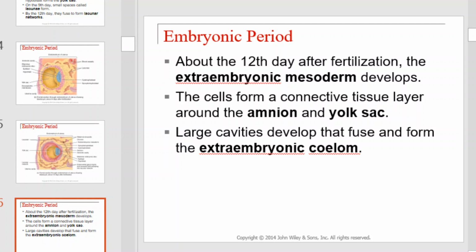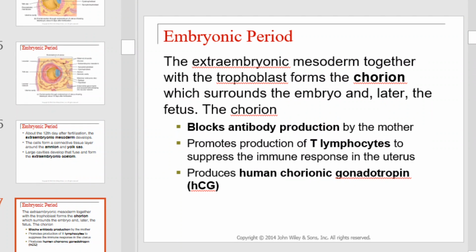About the 12th day after fertilization, the extraembryonic mesoderm develops. The cells form a connective tissue layer around the amnion and yolk sac. Large cavities develop that fuse and form the extraembryonic coelom. The extraembryonic mesoderm, together with the trophoblast, forms the chorion, which surrounds the embryo and later the fetus. The chorion blocks antibody production by the mother, promotes the production of T lymphocytes to suppress the immune response in the uterus, and produces human chorionic gonadotropin, or HCG.